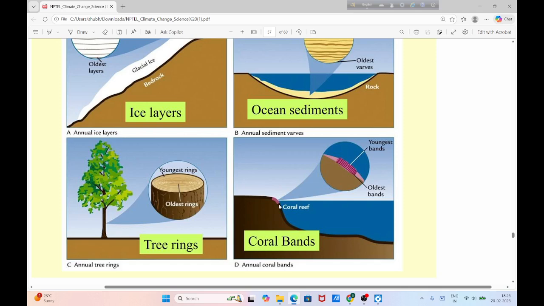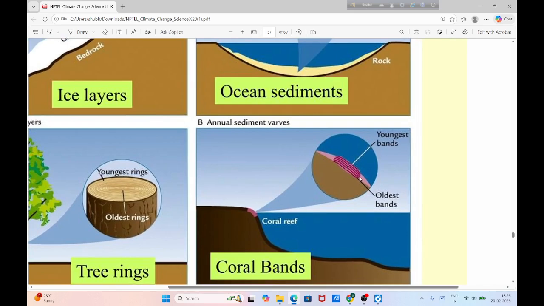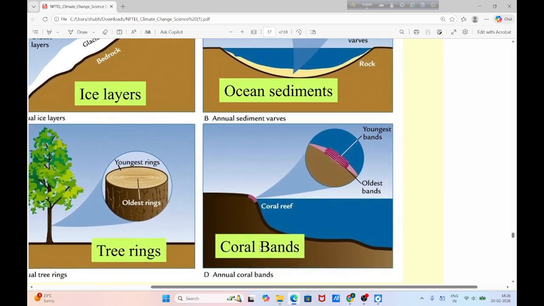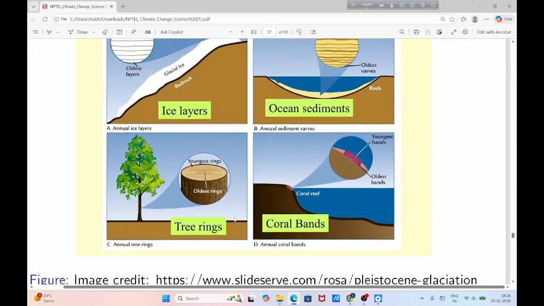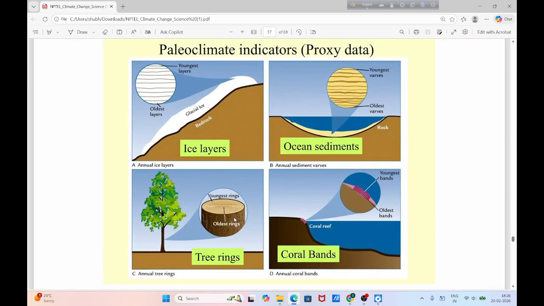Another proxy might be coral bands. So the younger bands will be towards the center, the oldest bands will be towards the lower region or side region, like that. There are several coral reefs across the ocean area. So these are some evidences which we study for paleoclimate proxy data.